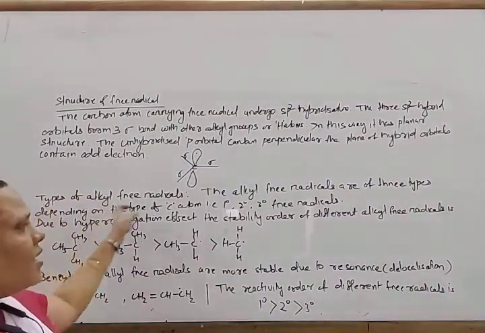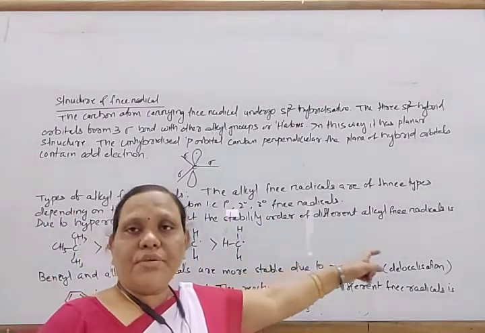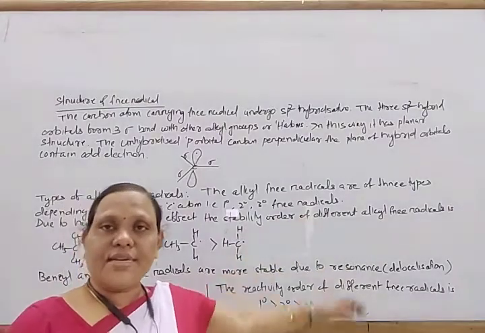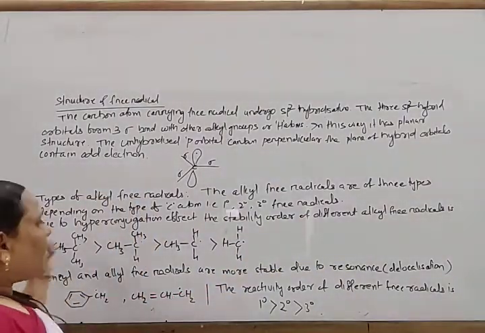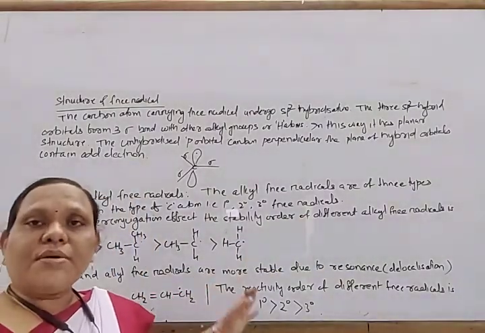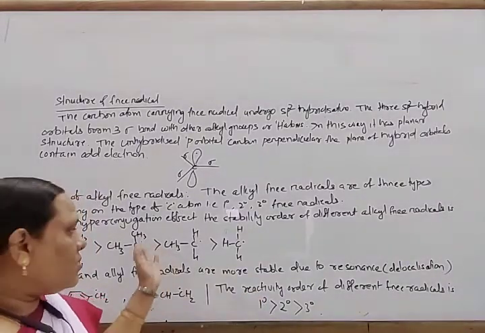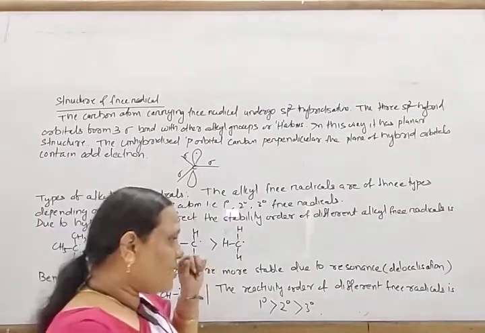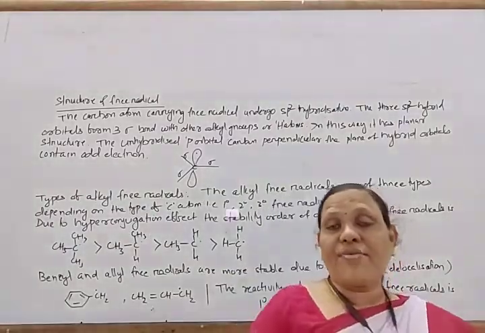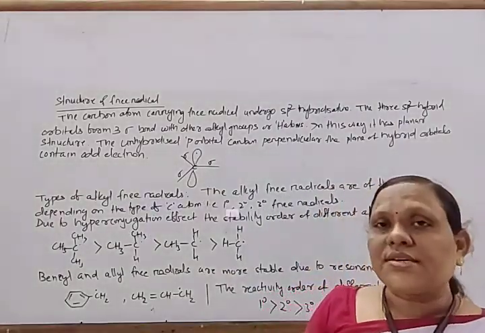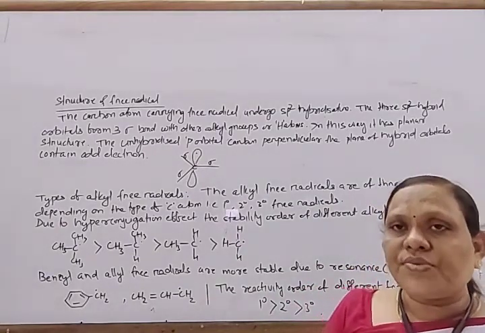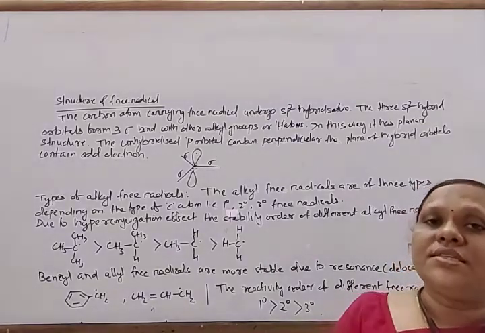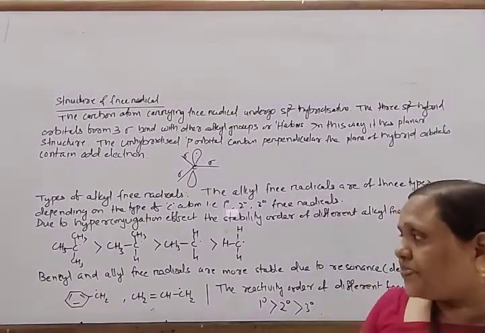So alkyl free radicals are classified into 3 types depending upon the type of carbon atom, that is primary, secondary and tertiary free radicals. Due to the hyperconjugation effect, the tertiary alkyl free radical is more stable than secondary and then primary. So the more the number of alpha hydrogen atoms, the more its conjugation, the more its hyperconjugative structures, or you can say no-bond resonance structures. In this way, the more is the stability.